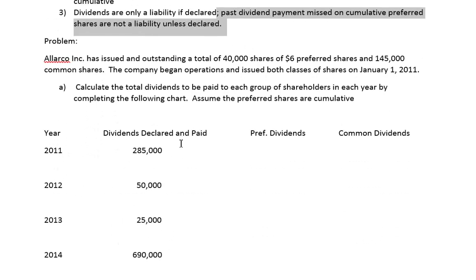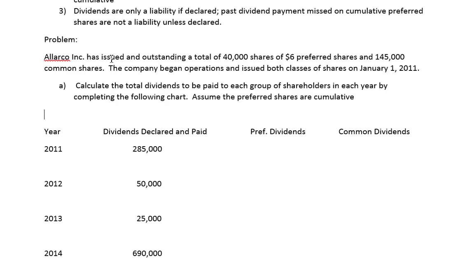So let's look at our question. It says here, Alarco has issued and outstanding 40,000 $6 preferred shares. Now remember, this $6 represents what? It represents your annual per share dividend. So this here is what we would call the annual per share dividend. That $6 is the annual per share dividend.